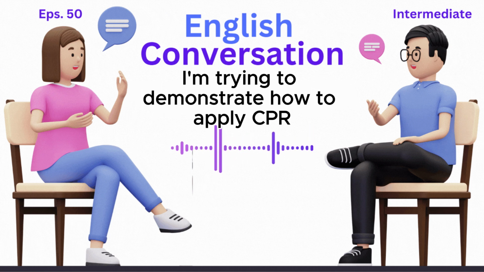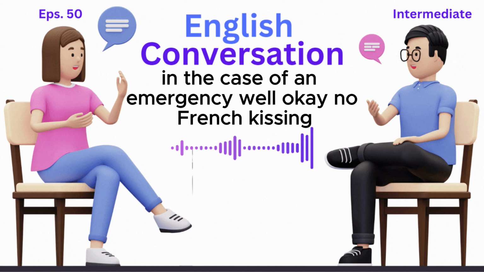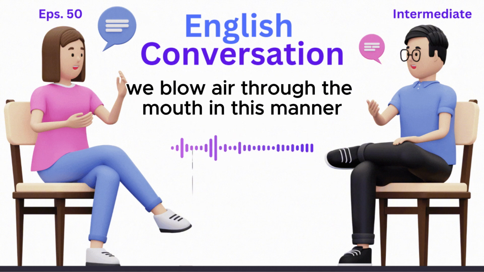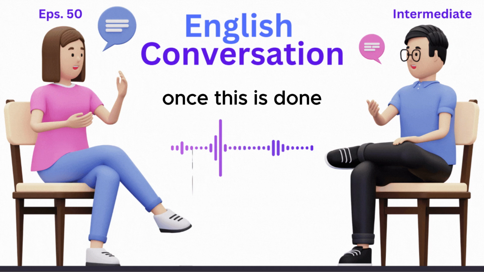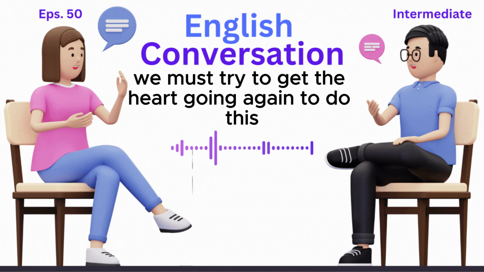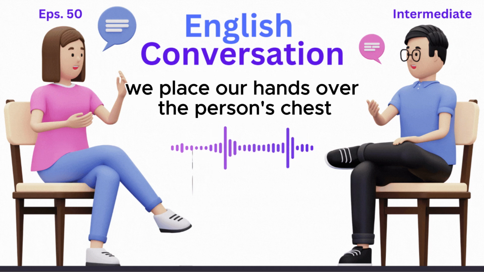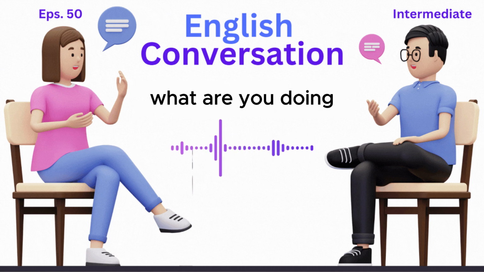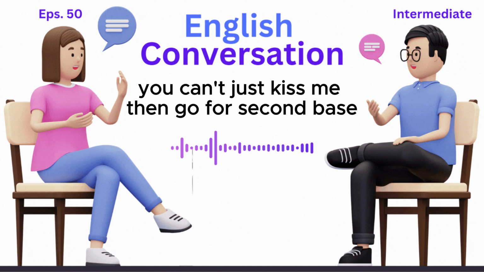I'm trying to demonstrate how to apply CPR in the case of an emergency. Well, okay, no French kissing. As I was saying, we blow air through the mouth in this manner. Once this is done, we must try to get the heart going again. To do this, we place our hands over the person's chest and press down firmly 2 or 3 times. Wait, what are you doing? You can't just kiss me then go for second base.